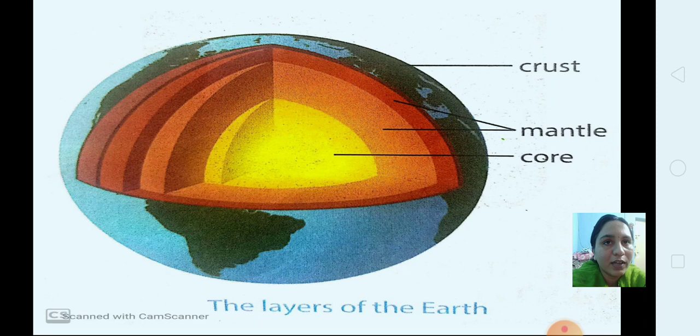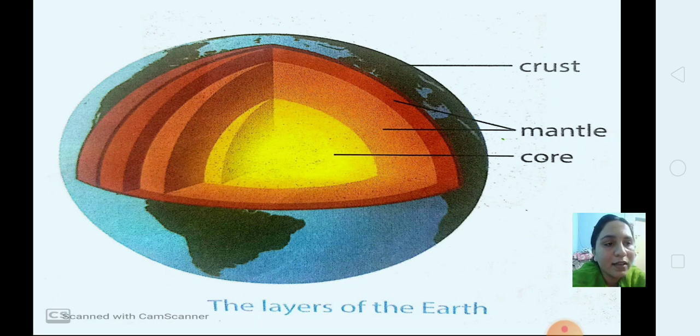So now tell me, what comes after the mantle? Yes, the core comes after the mantle. It is the central portion of the earth, that is the center part of the earth. It comes just below the mantle, and it is the hottest layer of the earth.